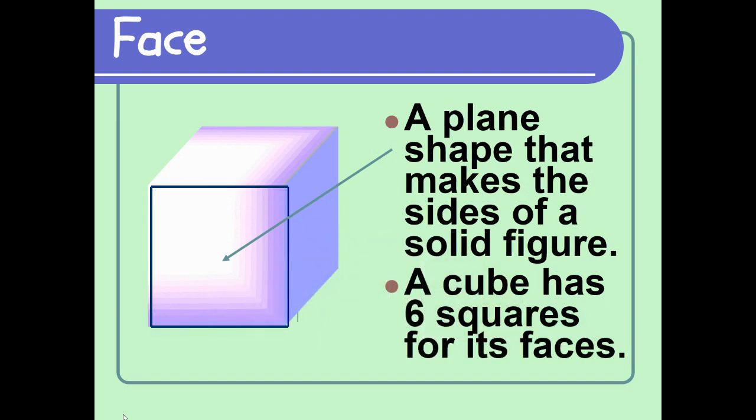When we're discussing 3D shapes, one attribute that we'll talk about is the face. A lot of the times when I hold up 3D shapes, I'll pat the face and say, the faces are the flats. A face is a plane shape that makes the sides of a solid figure. So whenever we talk about faces, they're going to be one of our 2D shapes or our plane shapes. Like if you look at this example of the cube, the 2D shape or the plane shape is a square. A cube has 6 squares for its faces.